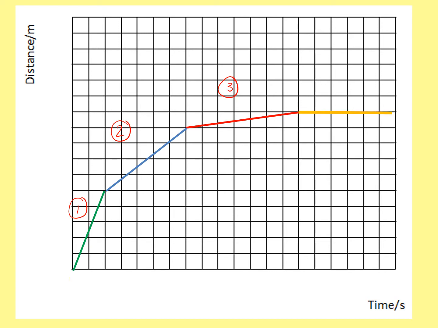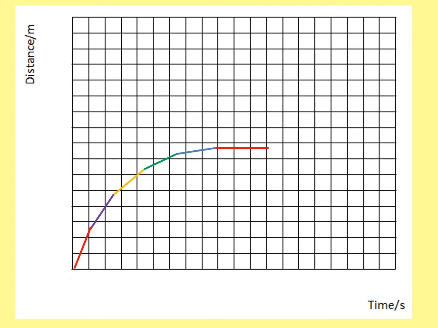Here, it's actually stood still. Time is still happening, but distance isn't changing. Therefore, the object must be stood still. So this shows an object slowing down. It was going fast, then it goes slower, even slower, and then stood still.